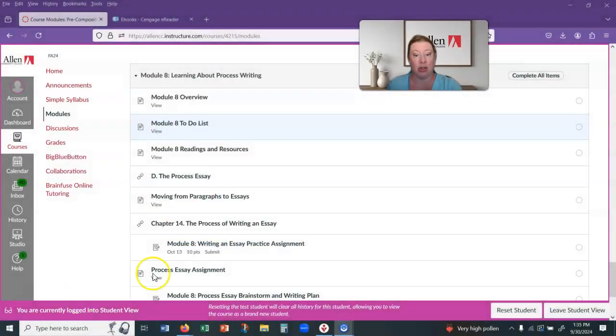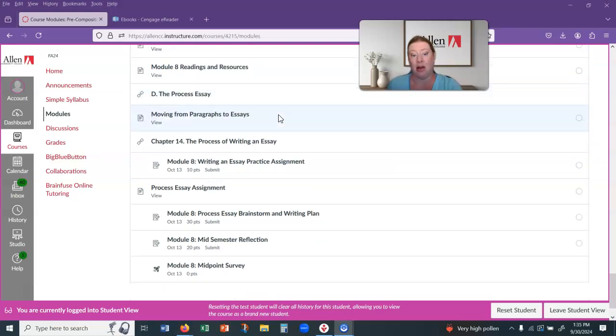So I'll just show you kind of what you'll be working on. You've got 3 assignments that are all written, so it may take you just a little bit longer to complete this module. Just keep that in mind for those of you who prefer a little bit more variety. This module is going to be a little bit more writing than normal.